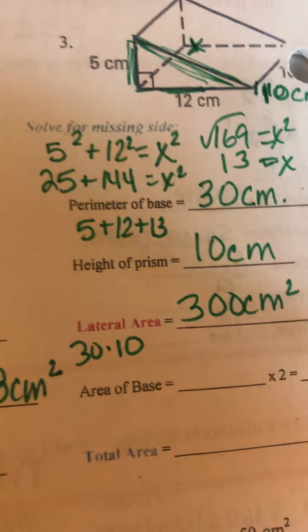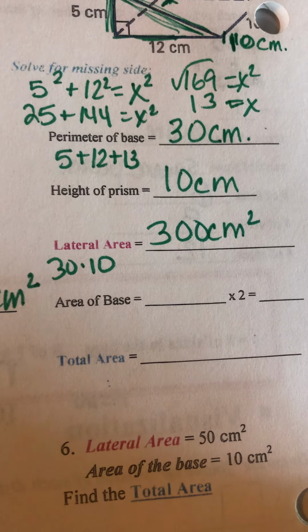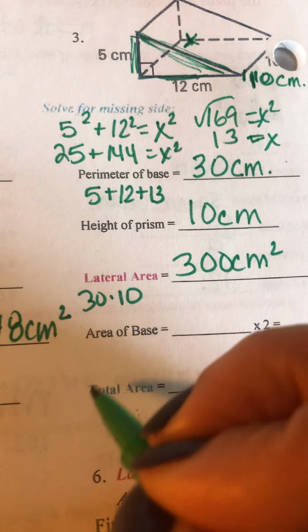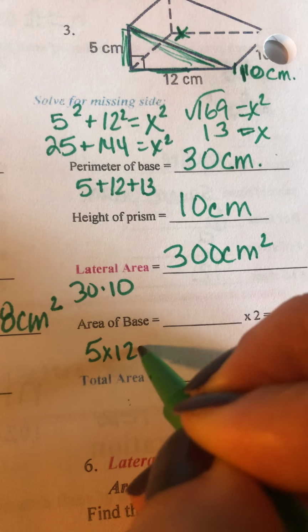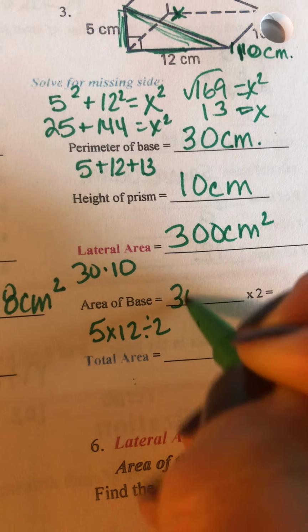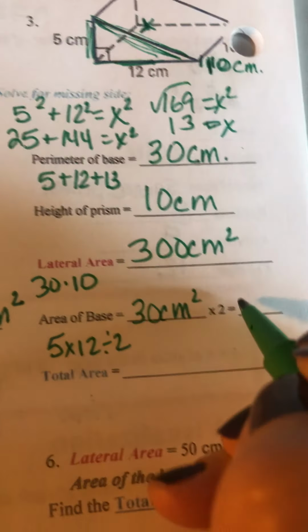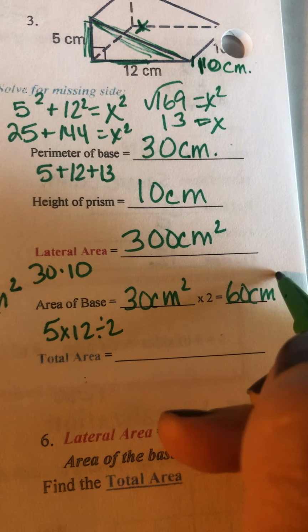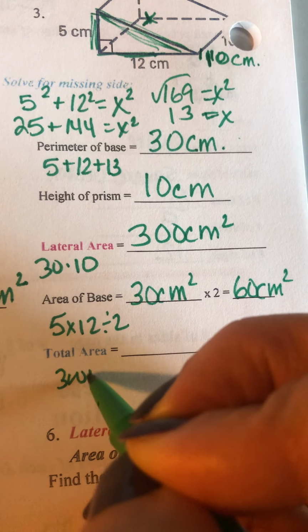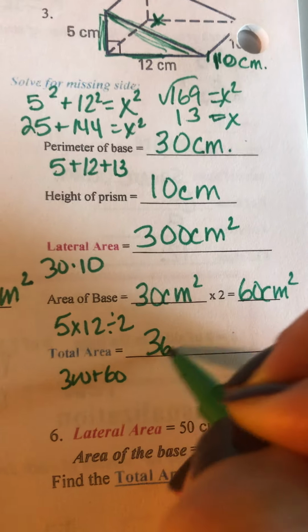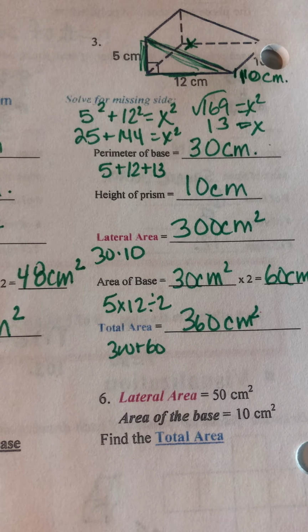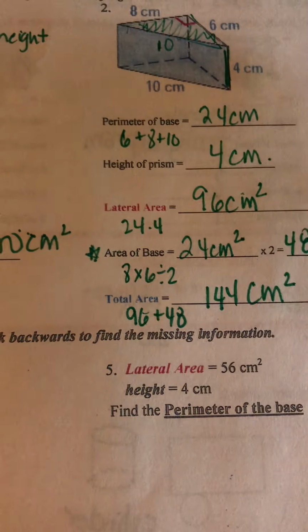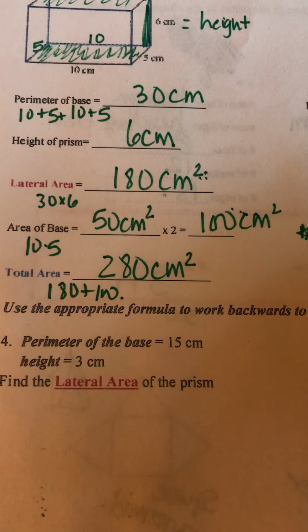And then lateral area, of course, perimeter of base times height. Area of the base is a triangle, so it's 5 times 12 divided by 2, or 30. There are 2 of them, so we double it. And then we add 300 plus 60. So by the time you get to the end, you see we've done that same pattern with the numbers every single time. And those words and the guidance will be with you on the homework and on the quiz and test.